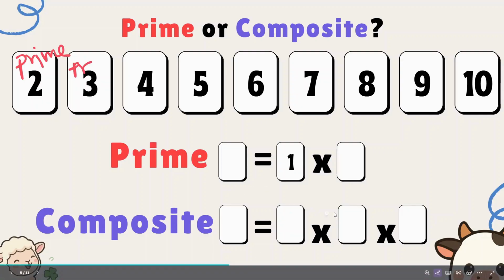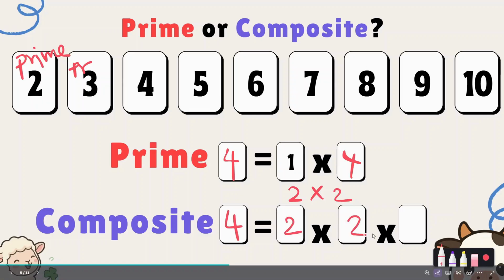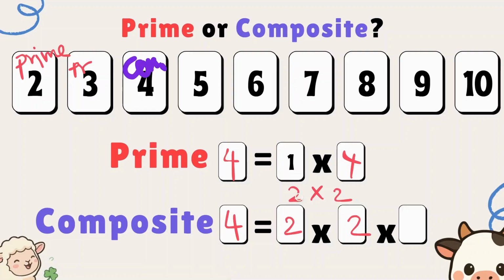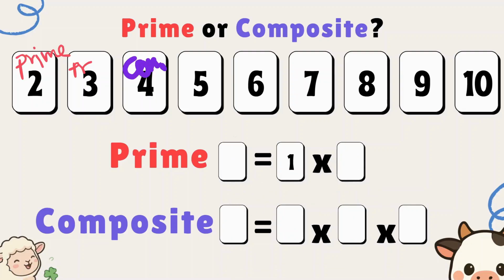Number 4. Let's try 1 times 4. Yes. Are there any other ways to get 4? If you say, teacher, 2 times 2 is also 4, very good. Since we also can do 2 times 2, is 4 a prime number? It's not. Actually, it's a composite number. So 4 is 2 times 2, and this is a composite number. I'm just going to write COM for composite number.